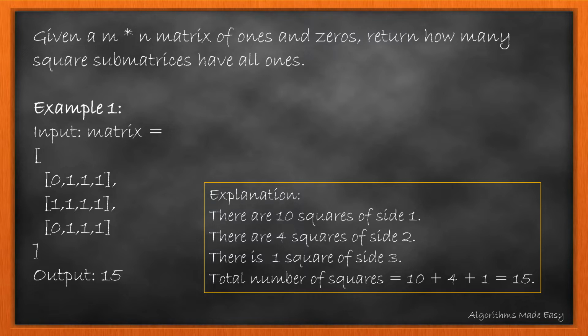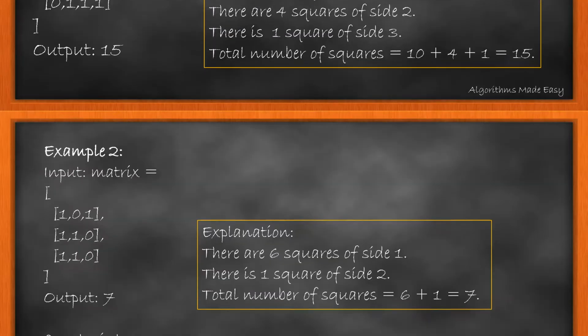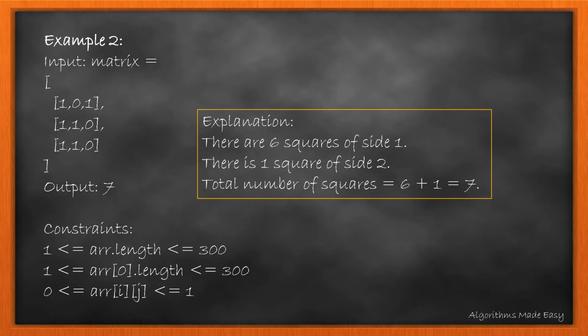For the given example, there are 10 squares of side 1, 4 squares of side 2 and 1 of side 3. The total number of squares becomes 15. For example 2, there are 6 squares of side 1 and 1 square of side 2. The total number of squares will be 7. Let's see the algorithm.